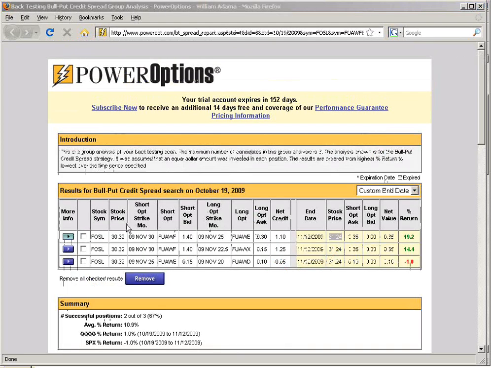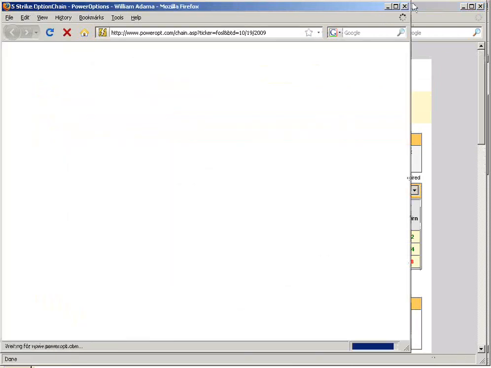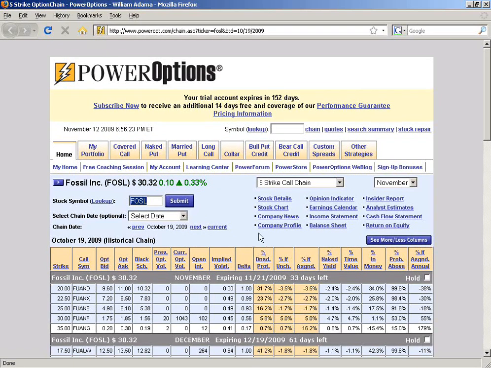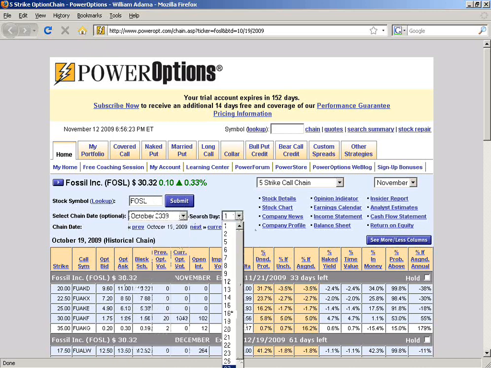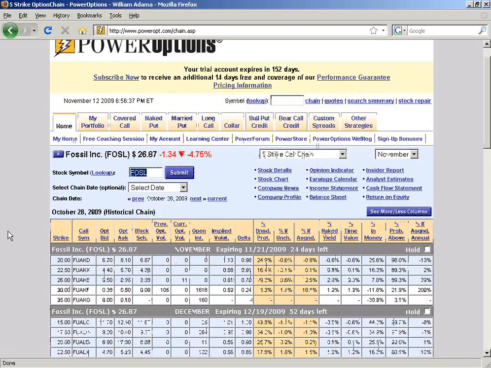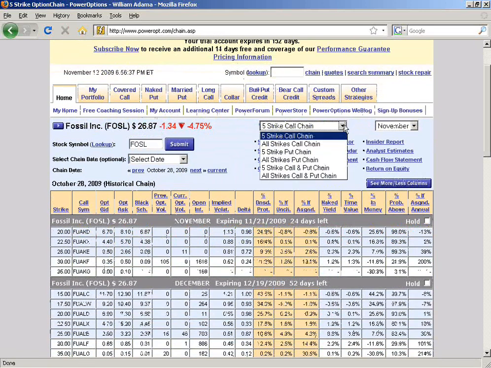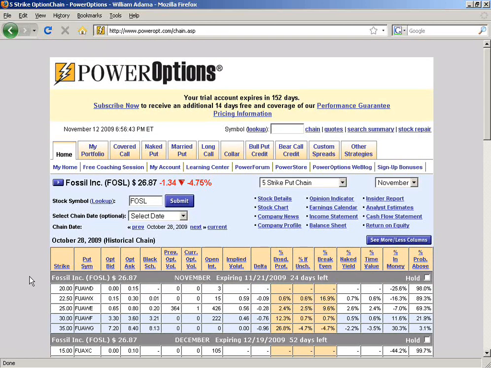Let's close out the analysis. I'm going to go back to the option chain. And let's take a look at what the 30 strike put was priced at on October 28. It'll help us with some of our management, okay? All right, October 28th for Fossil. We want to know what the 30 strike put was, and I'm on the call chain. That's not going to help us. Let me link over to the put chain there. There we go. That's better.